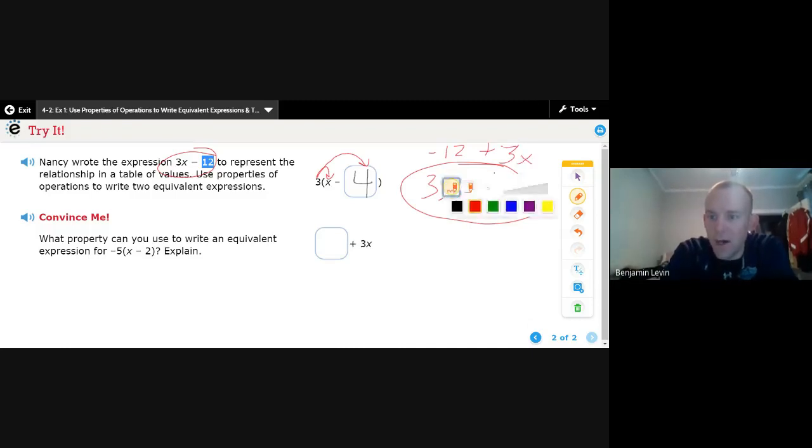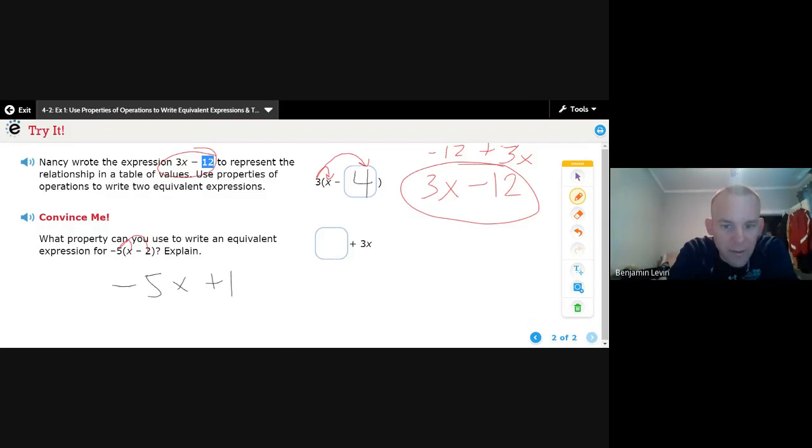All right, let's go down to the bottom now. All right, let's distribute this. It wants us to distribute, so negative 5 times x and negative 5 times negative 2. Now, negative 5 times x is negative 5x. Negative 5 times negative 2. A negative times a negative is a positive. All right, so that's what we got. Or we could write it as 10 minus 5x.